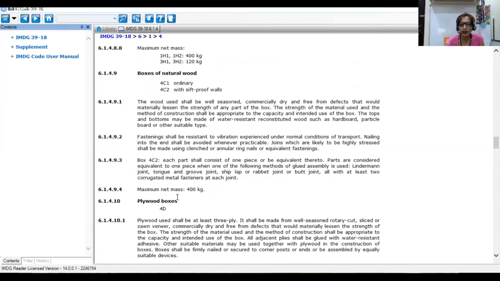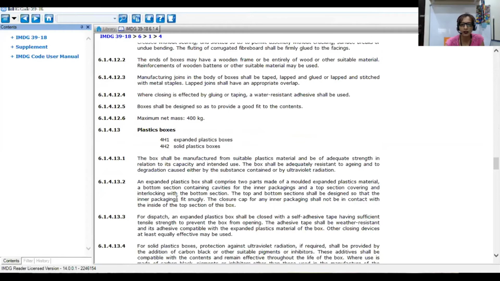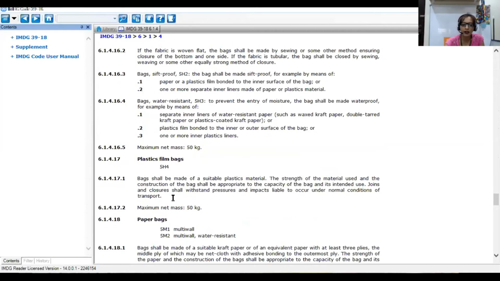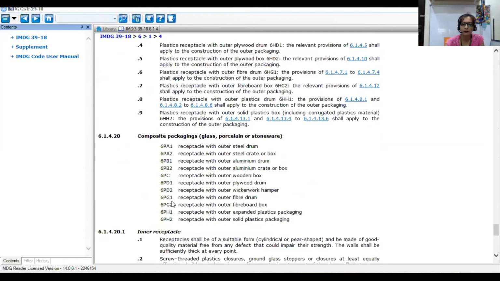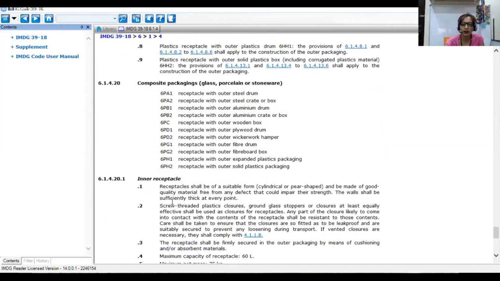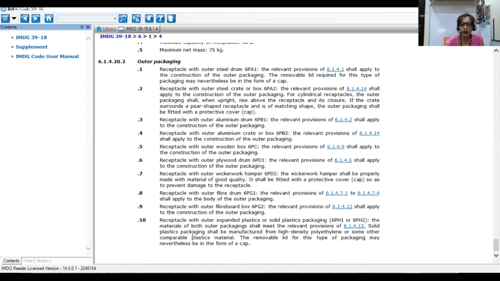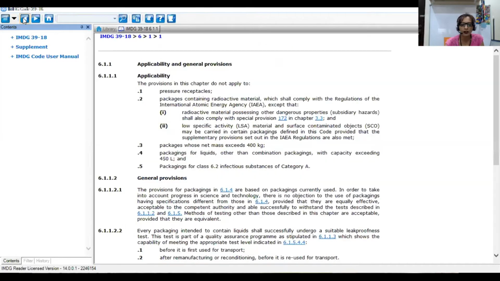So every type of packaging that you see in your P001 is explained in detail right here. Right, everything is explained in full detail, the capacities, the inner receptacles for these composite packages, and what they should have, all that is indicated here. So they say these are for those packages, all of them in column number 8.